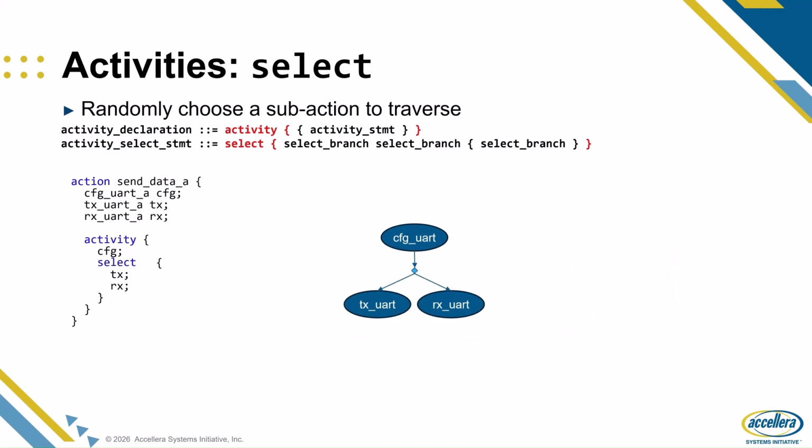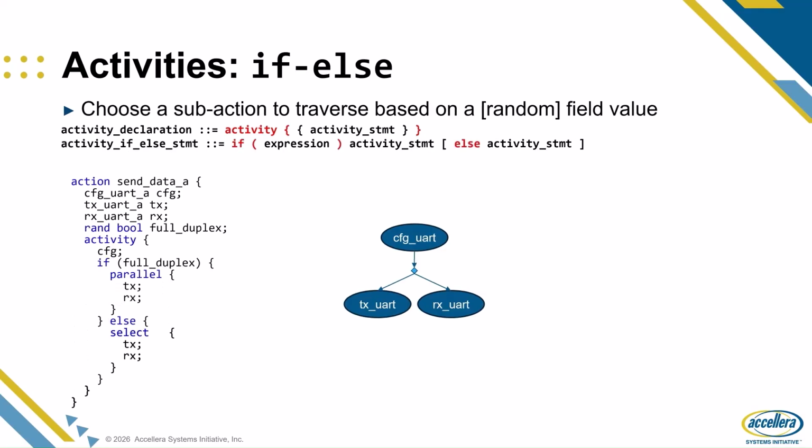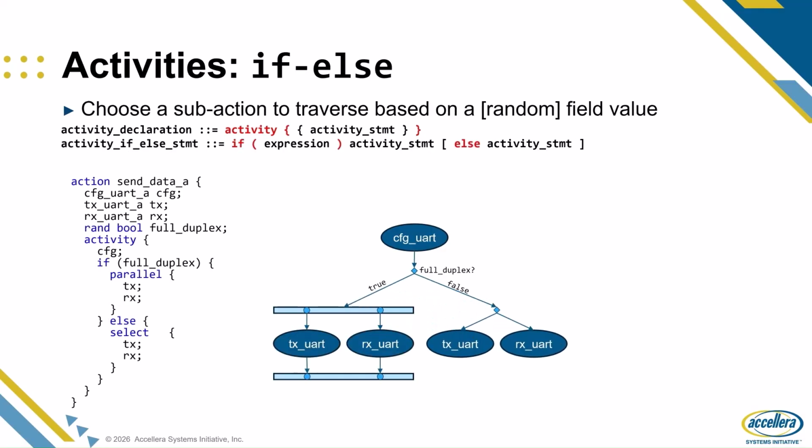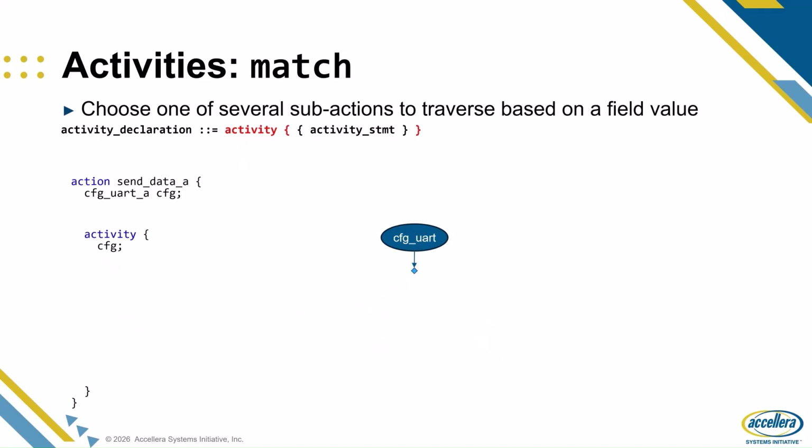A select block randomly chooses one subaction to traverse. In this example, the solver will traverse either TX or RX. The if-else statement lets you choose a subaction based on a field value. In this example, if full duplex is true, we run TX and RX in parallel. If it's false, we use a select to choose one or the other. This gives you conditional control flow within your activity driven by randomized fields.